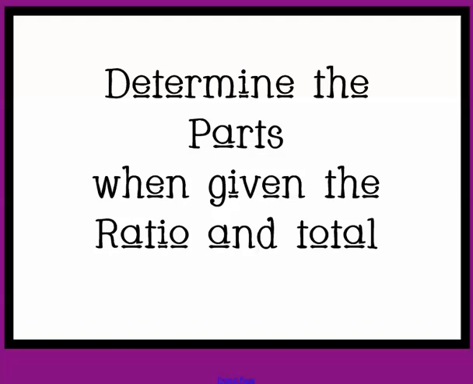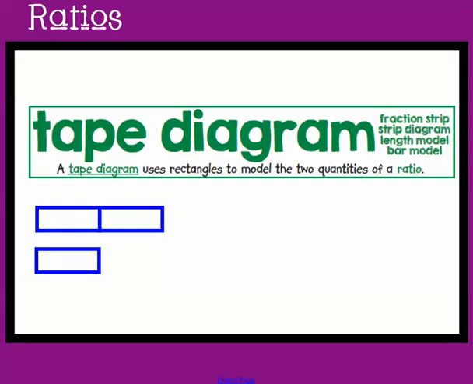Today we're going to look at how we can determine the parts when given the ratio and the total in a situation. One of the tools that we can use to help us is called a tape diagram. And this is simply a fraction strip or a strip diagram. It's also called a length model or a bar model.